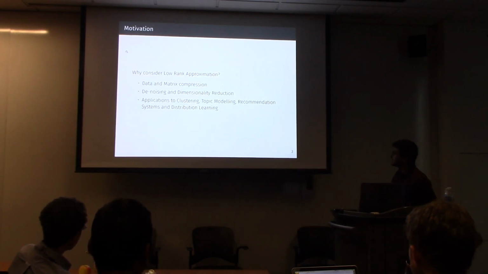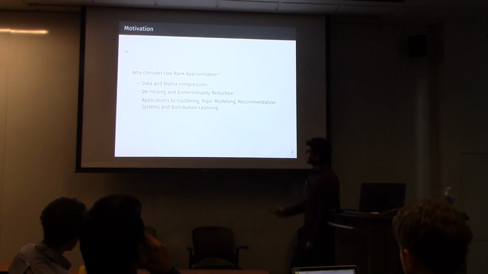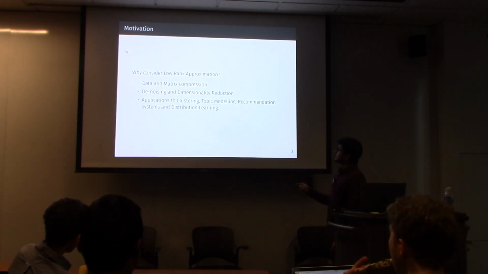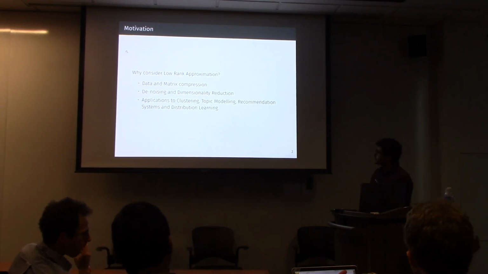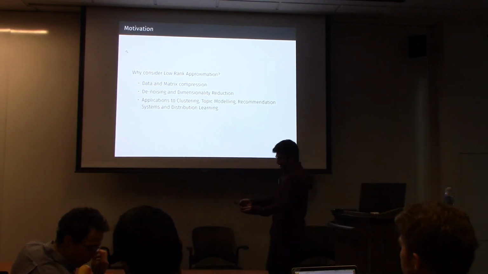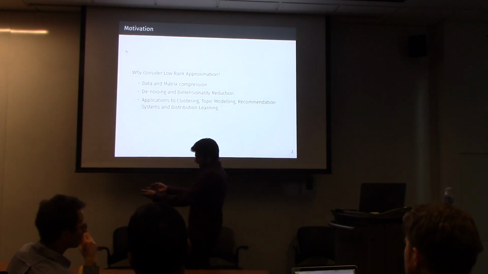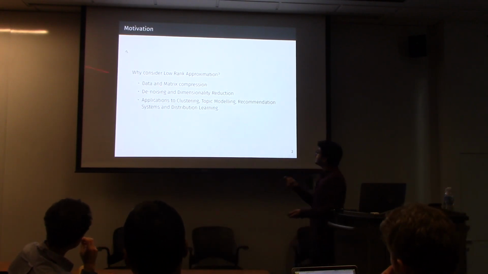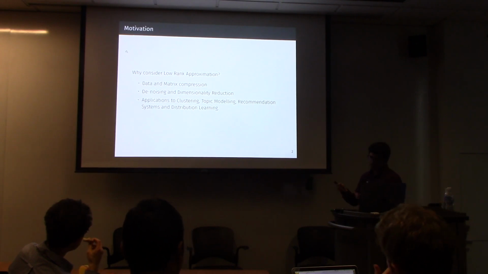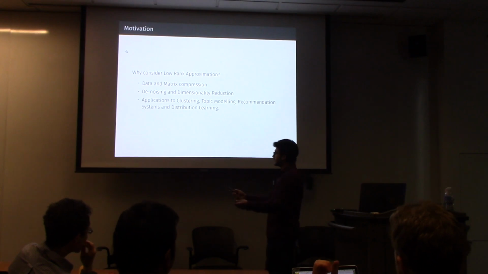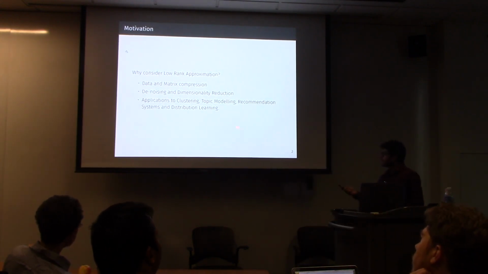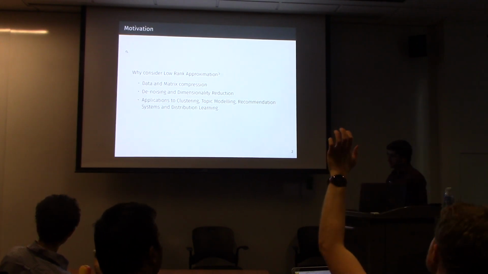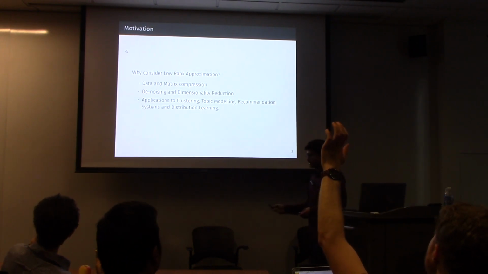All right. So why do we care about low-rank approximation? Well, like I said, you can use it to compress data and compress matrices in general. And if you start with a matrix coming from a real-world data set, where there's some underlying structure that has been corrupted by noise, you can compute the low-rank approximation and try to recover the structure. And it has various applications to clustering, topic modeling, recommendation systems, and learning distributions.